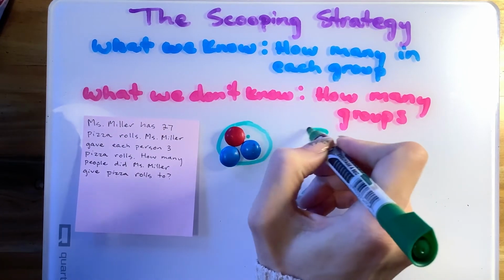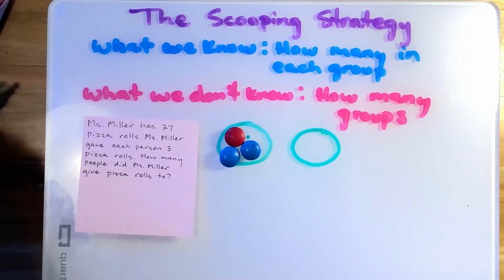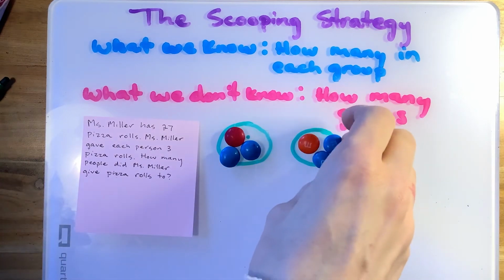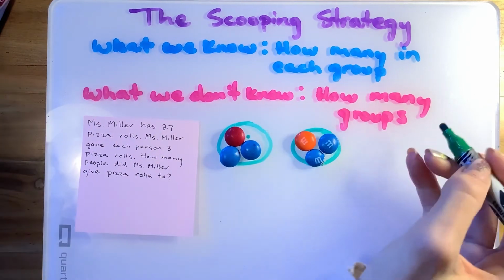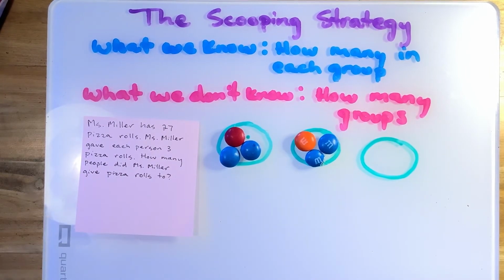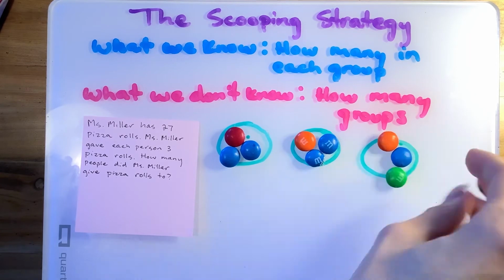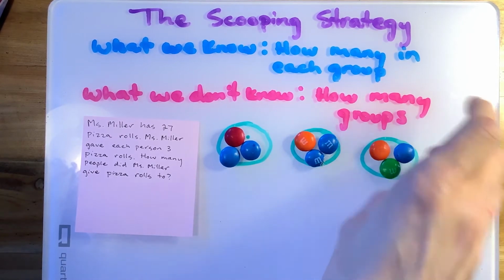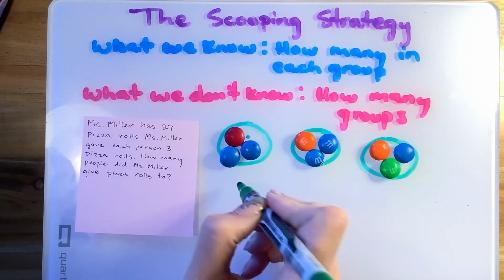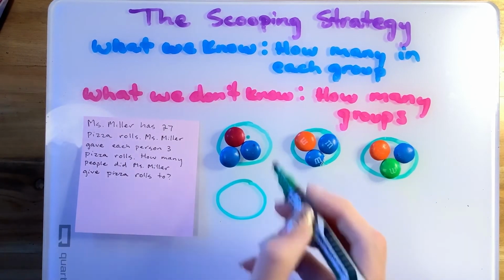So I have 3 right now. Scoop 3. That's 6. Still not 27. I'm gonna make another group and scoop. I like that rhyme. There's another 3. That's only 9. I'm still not at 27. So I'm gonna keep building my groups of 3.